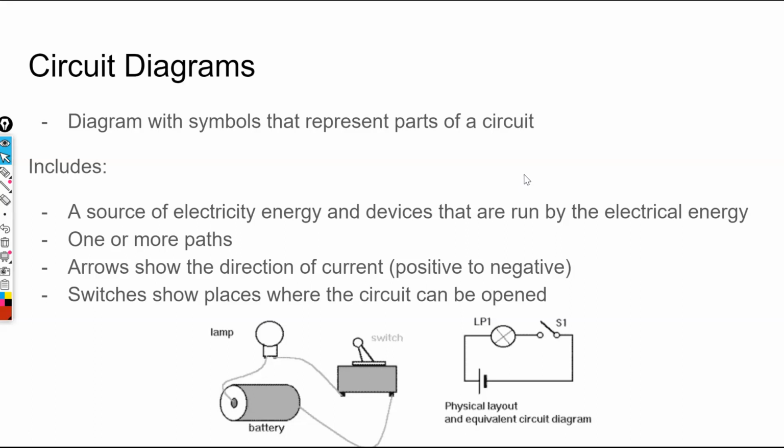Now, before we talk about series and parallel, we're going to talk about circuit diagrams and everything that goes with that. A circuit diagram is just a diagram of symbols to represent the parts of a circuit. It could be like a battery hooked up to a light bulb with a switch, like looking at this one at the bottom. Or it could even be how circuits are wired in your electronics. You would look at the real thing and then write it in this equivalent layout, which is a circuit diagram. It usually includes a source of electricity or energy and devices that are run by electric energy, like the lamp, for example.